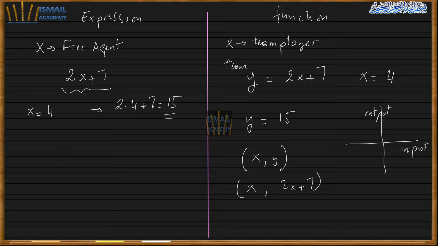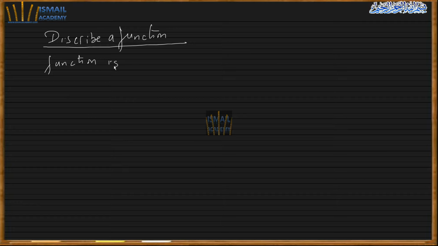Now let's describe, it's not a definition, this is just to describe what a function is. A function is a variable that can be represented as an expression of one or more other variables. So this is how we describe a function. This is not a definition.